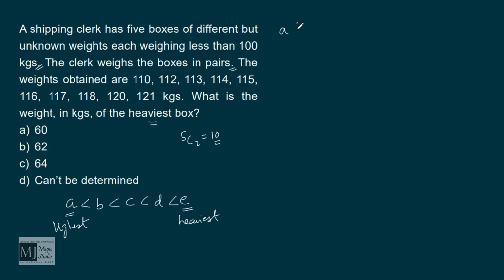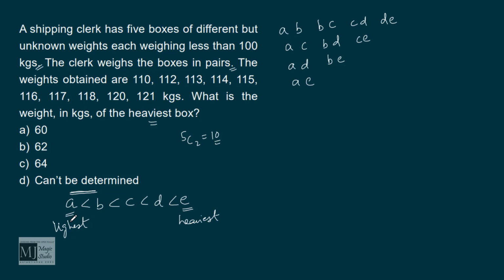These pairs would be AB, AC, AD, AE, then BC, BD, BE, CD, CE, and DE. So we have 10 such pairs. Now, can you identify which pair would be the lightest one? Obviously, the pair with the 2 lightest boxes, A and B.